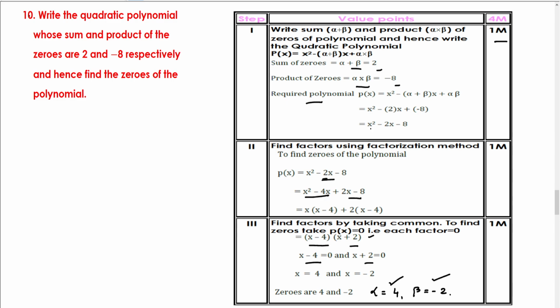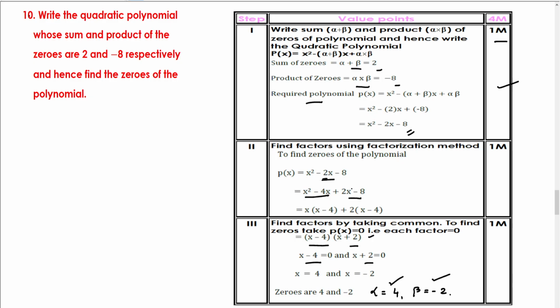Be careful about sign. X square minus into plus is minus 2x. Plus into minus is minus 8. Write carefully. Don't make the mistake. If you do this much, you will get 1 mark. And after getting the quadratic equation, you are asked to get the zeros of them.